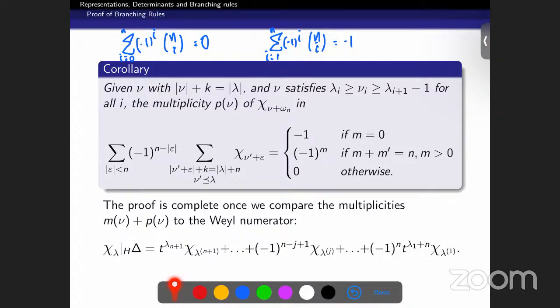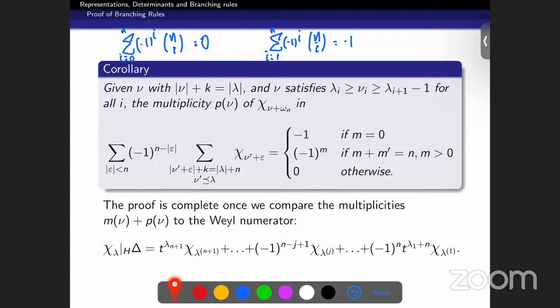So the things which are occurring in the numerator are exactly those, I mean, these things which are occurring over here. So this lambda n plus 1, lambda n plus 2, and like that lambda 1. These are all those for which m plus m prime exactly equals n, and m is greater than 0. And if we do that, then we'll see that this p nu and the thing coming here in the numerator, they exactly cancel each other, which tells us that m nu has to be 0.